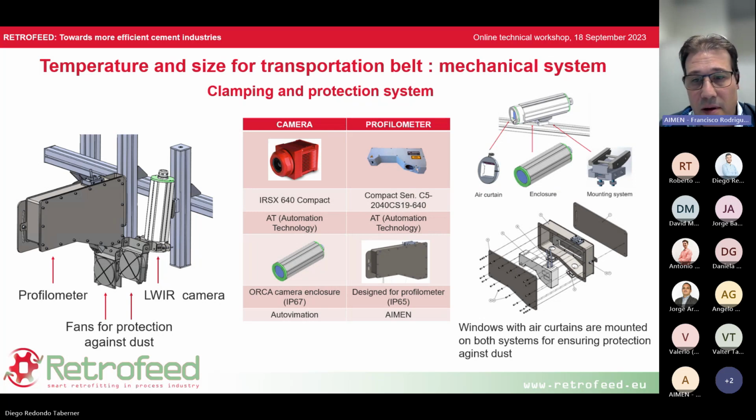So here we have selected for a thermal camera the ERS6 from Automation Technology that has a very good accuracy on thermal range. It's a long wave infrared system. And for the profilometer, we have selected a system also from the same manufacturer, Automation Technology. Each of the systems internally are protected, and they are granted in protection grade 65 and 67.